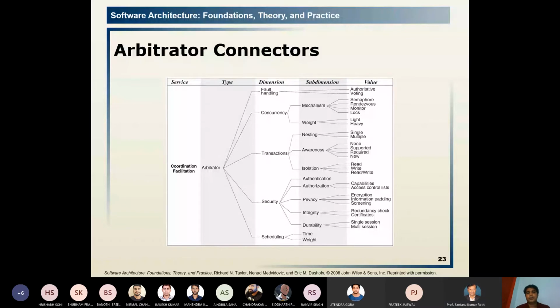Then in the dimension security, it is privacy, integrity, and durability. Privacy means it should have a definition for encryption, information padding, and screening. Have you heard about these things or not? Encryption, information padding, or screening. And integrity: redundancy check, certificates. Yes or no? Durability: single session or multi session. So, have you heard about this?